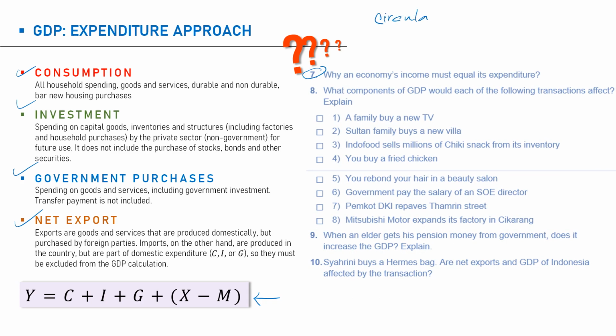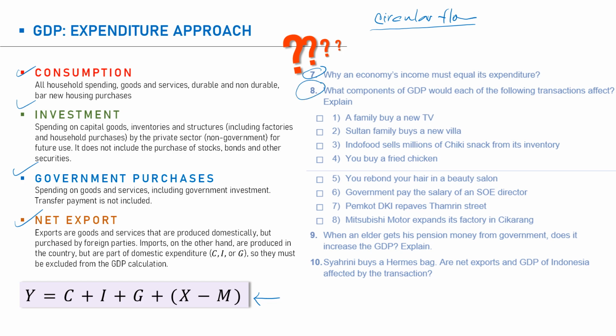We're talking about the circular flow in the economy. When we spend some amount of money, there will be a recipient of the money in the economy. So my spending or my expenditure will become other people's income in the economy. This is the justification of why the expenditure approach can be used to calculate GDP, just like the income approach or the production approach. And then look at number 8.